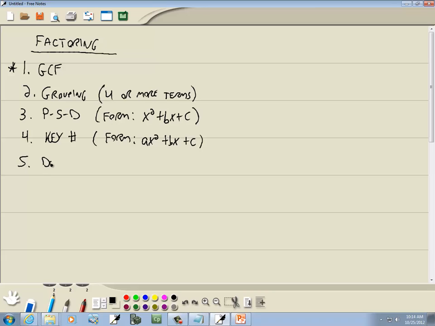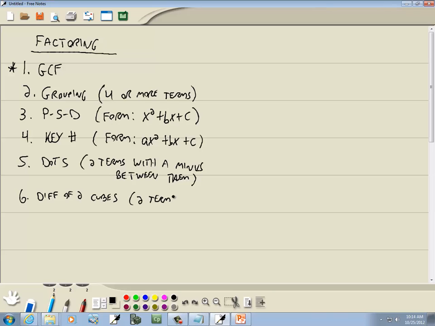The fifth method is DOTS, difference of two squares, and that's two terms with a minus between them. So two terms with a minus between them. And then our sixth method is the difference of two cubes, and that's two terms with a minus between them.